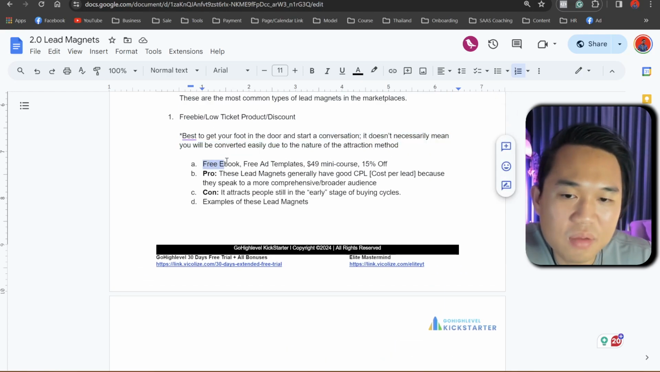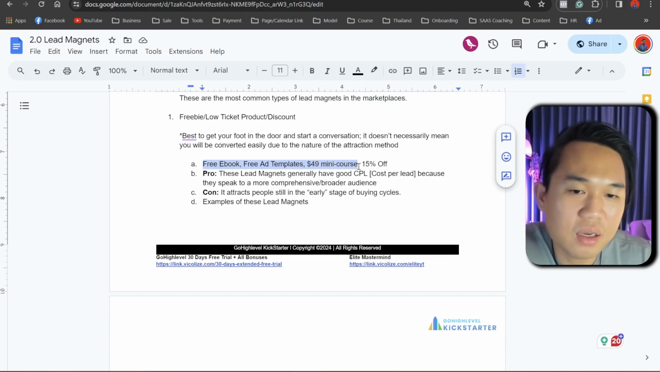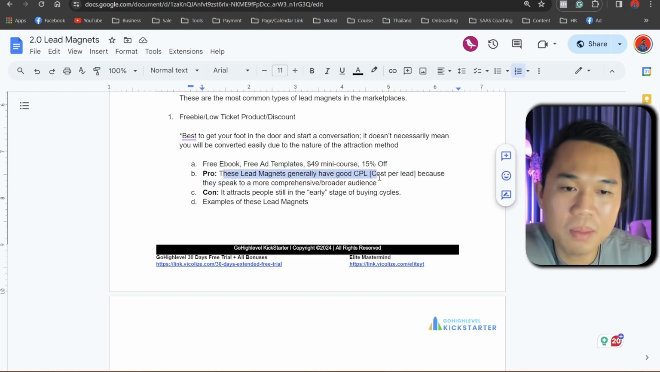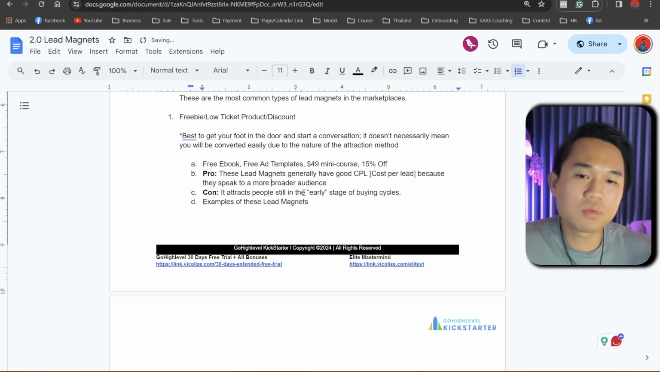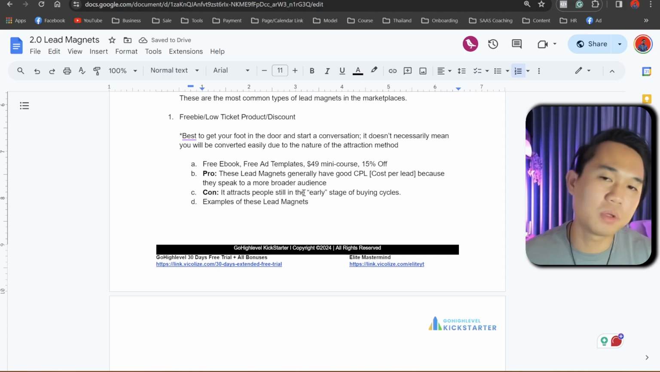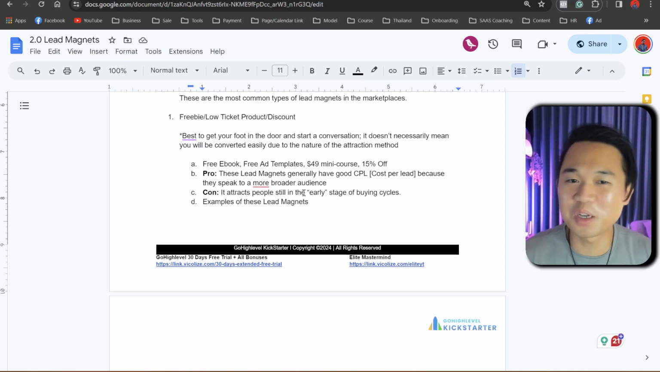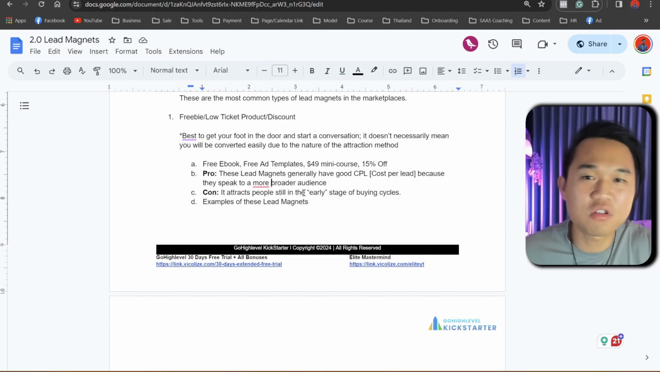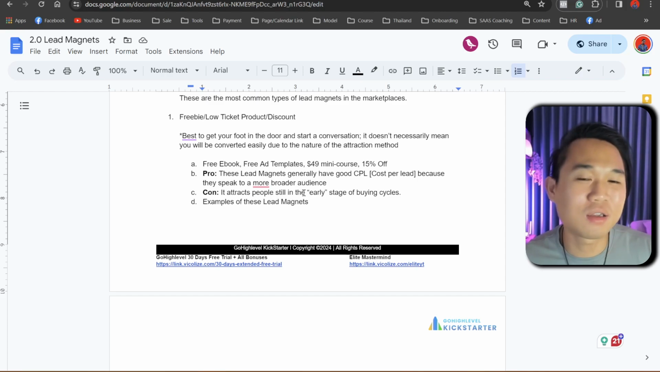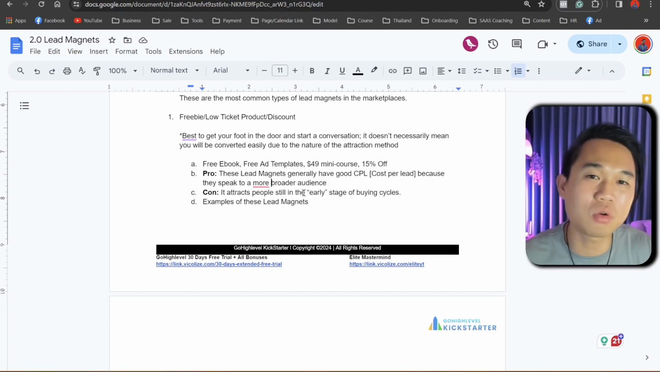An example of this is a free ebook, a free ad template, a $49 mini course, or 15% off, whatever it is. The pro of this is that you can have a lot of people opting in and showing interest because it speaks to a broader audience. I don't know why I put comprehensive in there, it's probably an autocorrect. For example, in our business, we're offering a free SaaS course, and you're probably watching it right now. That speaks to a broader audience because our SaaS course is not necessarily a software course. It's just a course that shows people how to make more money online, so anyone who wants to make more money online will opt in and show interest.